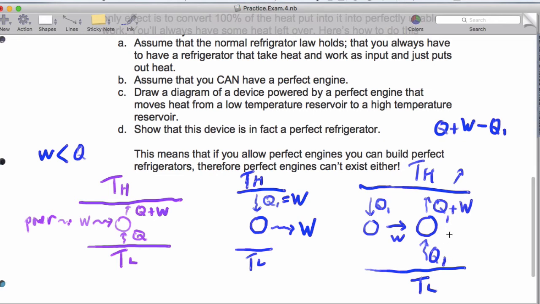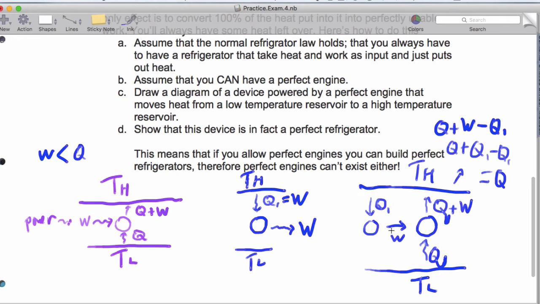Sorry, let me start this again. I'm taking energy Q here and energy Q here. So for the total amount of energy that goes into the high temperature reservoir, I'm sucking out Q1, so it's minus Q1, and I'm putting Q plus W into it. So I have Q plus W, where W is equal to Q1, minus Q1, and so I'm actually getting a total amount of heat Q put into the high temperature reservoir.